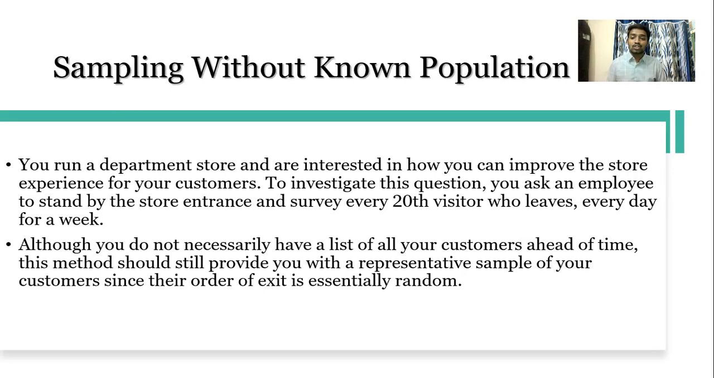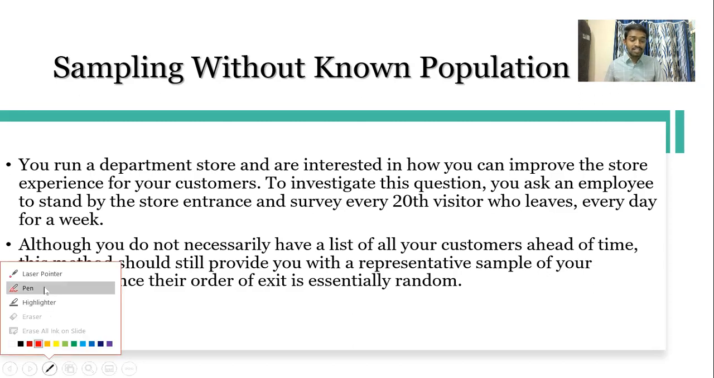Next, you should also know how we are going to sample without a known population. Let's assume that I don't know who my population is or what the population strength is. I'm going to explain this with an example of a store where the owner of the store wants to know how many people visit the store and how many are interested in buying the products. So you want to take feedback from the customers. What he'll do is appoint an employee just to check this.